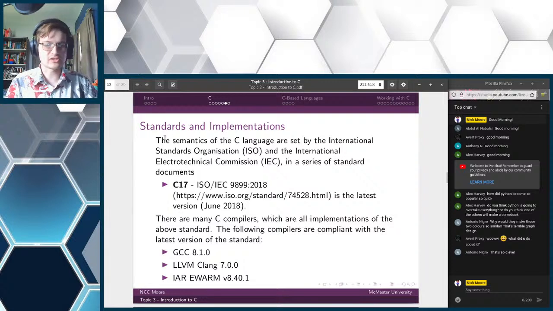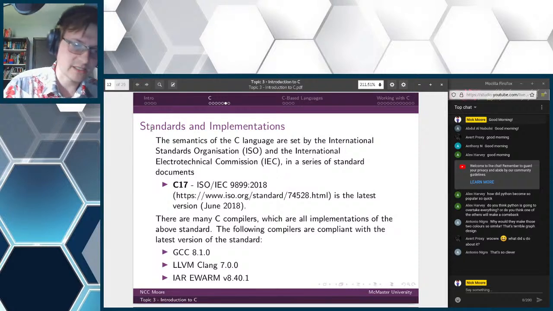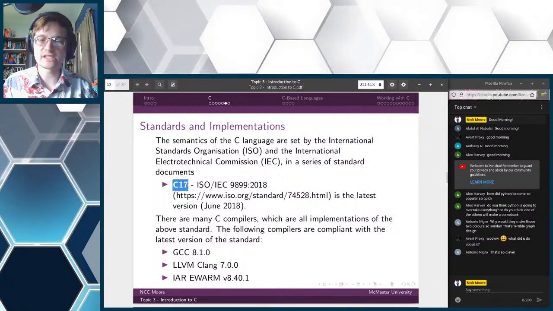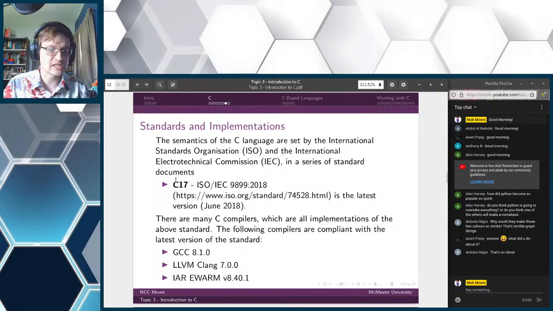So let's talk about standards. The semantics of the C language are set by the International Standards Organization, ISO, and the International Electrotechnical Commission, IEC, in a series of standard documents. The most recent of which is C17. Basically, it's just C followed by the year in which the standard was released. So this is C2017.